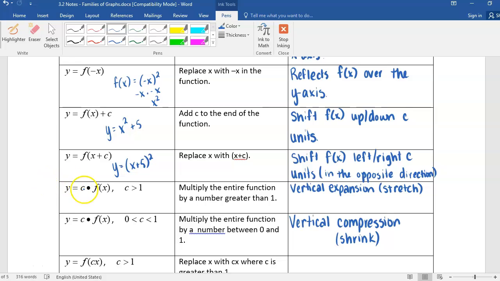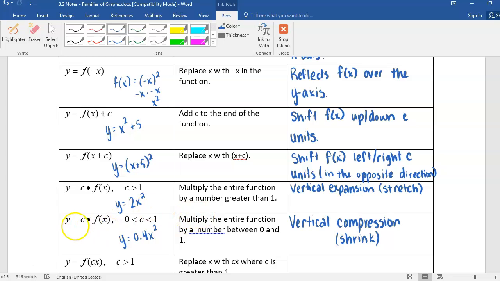Okay. So when that number is on the outside of the parentheses, if we're thinking f of x, if we're thinking of a quadratic, that would be like this, 2x squared. And right here we would have something maybe like 0.4x squared for that. So that's what it looks like if we have a c out front. Those are vertical expansions or compressions.